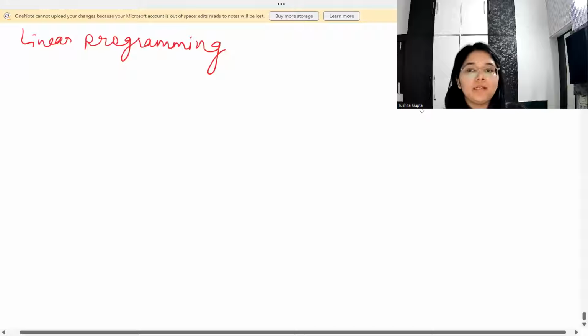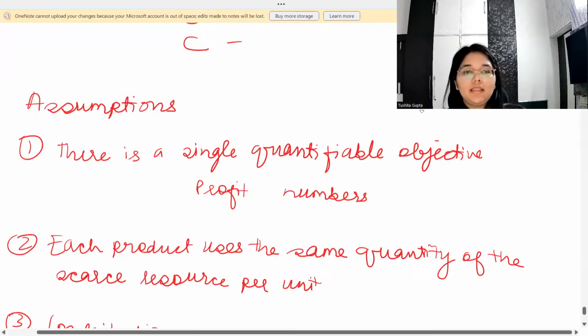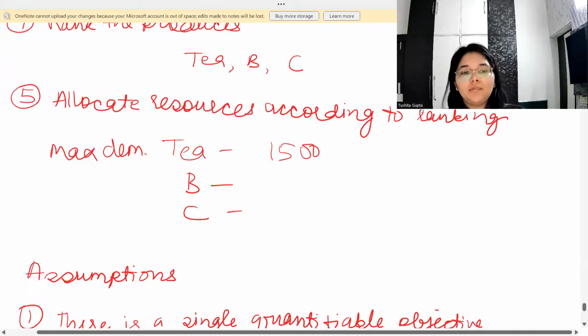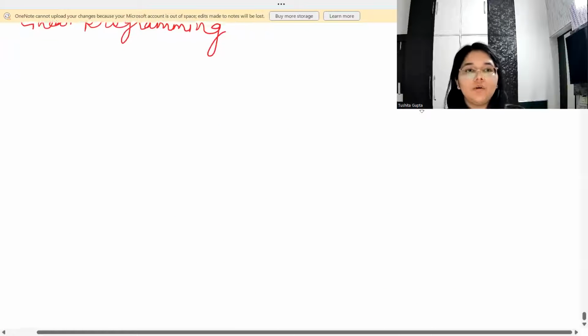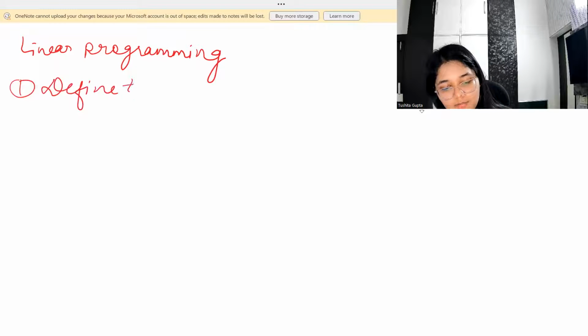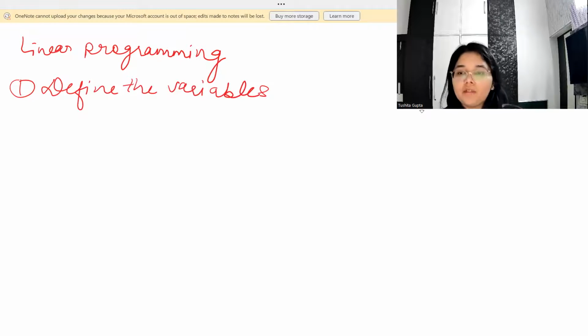So over here you will have multiple constraints. In this key factor analysis, you had only one limiting factor, but now you will have multiple things which will be in a limited quantity available to you. So the first step over here would be to define the variables. So basically this will be like, if suppose I am deciding how much of what I'm going to produce, probably product 1, how much I produce of product 1, let that be X, product 2, let that be Y, and so on. So this is how you will define the variables.